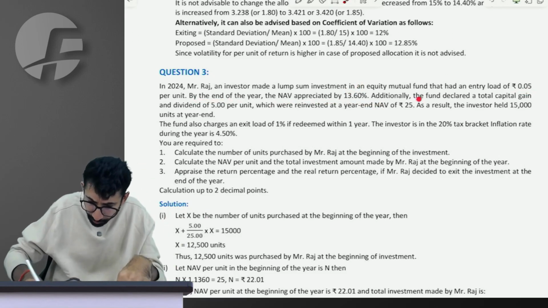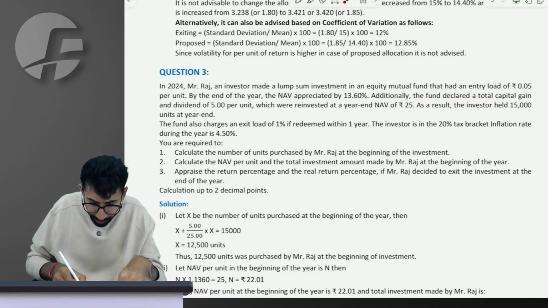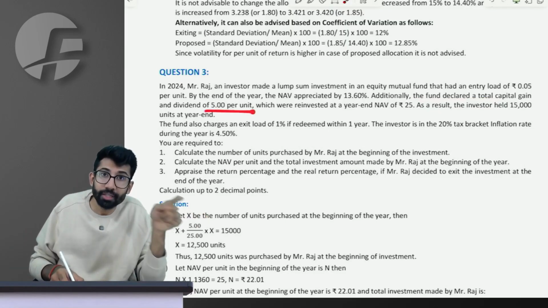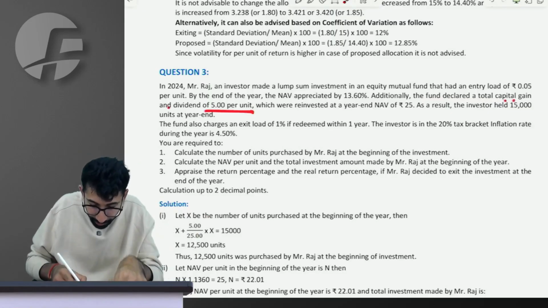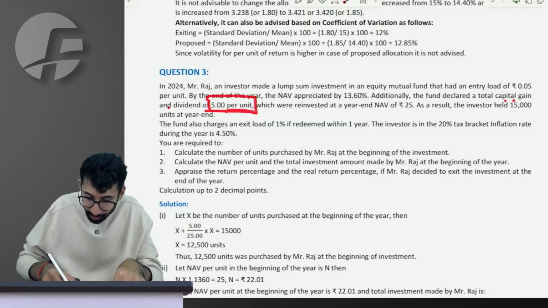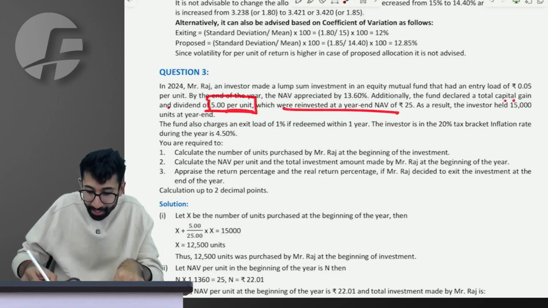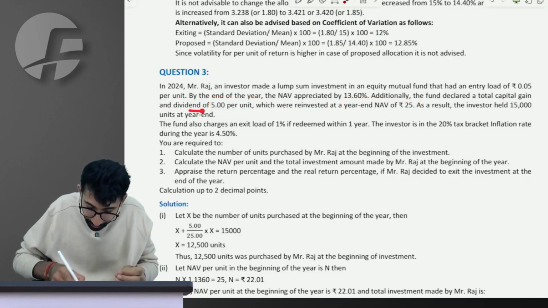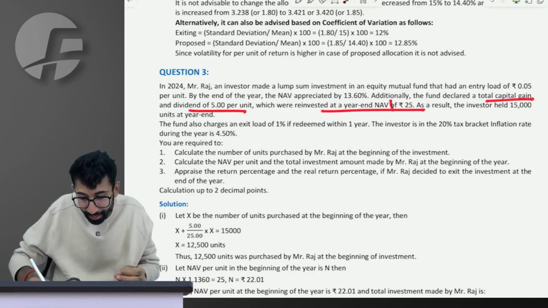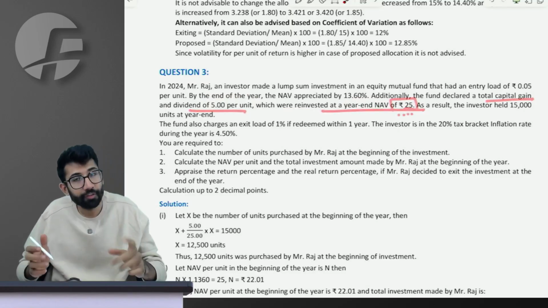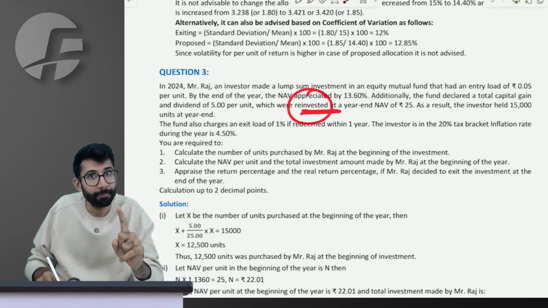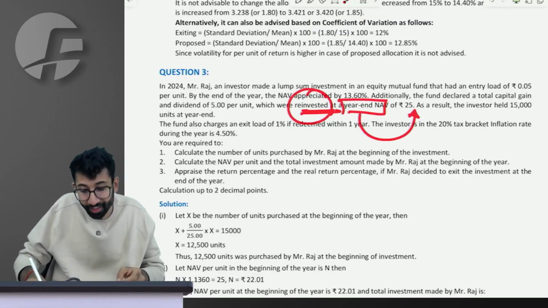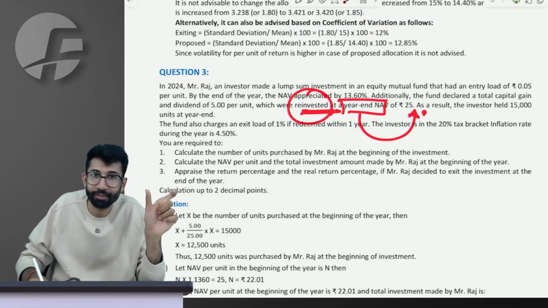Additionally, the fund declared a total capital gain and dividend of rupee 5 per unit, sir. Along with the NAV increase, there was a capital gain and dividend distribution of rupee 5 per unit, which were reinvested at a year-end NAV of rupee 25. Sir, what a line! The dividend and capital gain got reinvested at a year-end NAV of rupee 25 gives you 2-3 information. First, it is a dividend reinvestment plan. Whatever dividend was there got reinvested. Second, the year-end NAV is 25 at which it got reinvested, which means you also have the year-end NAV.